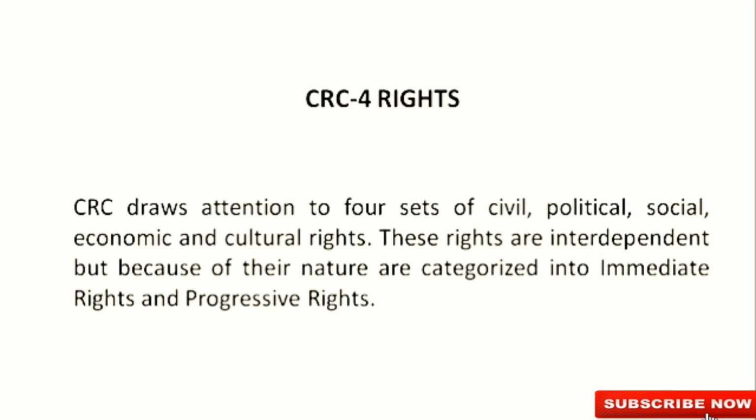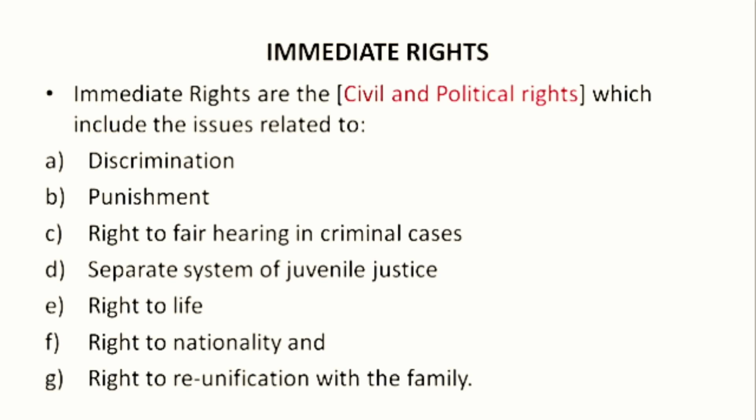Now, let us look at the four sets of rights that the CRC is advocating. CRC draws attention to civil, political, social, economic and cultural rights. These rights are interdependent, but because of their nature, they are categorized into immediate rights and progressive rights. Now, let us see what the immediate rights and the progressive rights are. Immediate rights are nothing but civil as well as political rights. Civil and political rights come under immediate rights, which include issues related to discrimination.